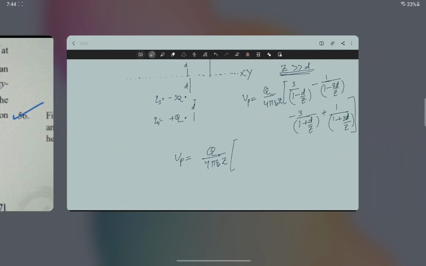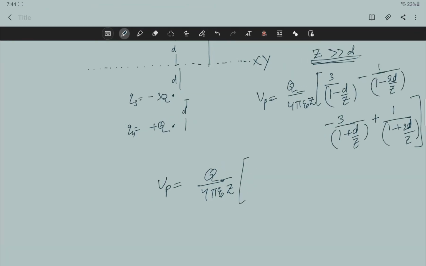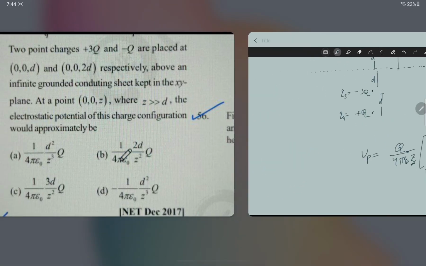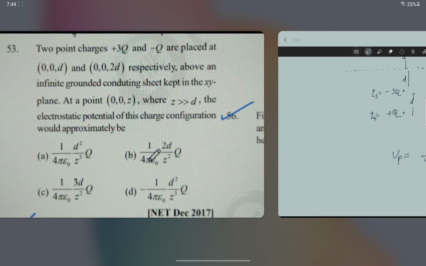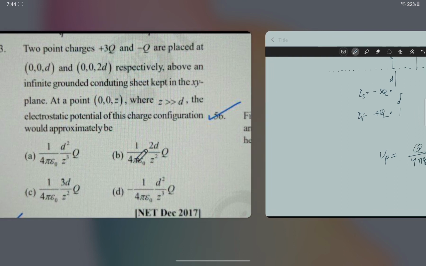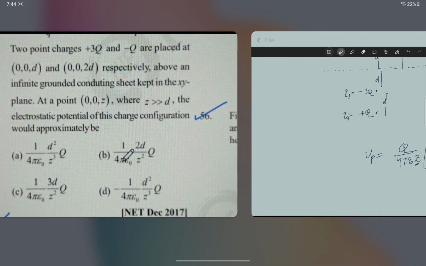Accordingly, we have to take the term which has the power cube. So the maximum power in the options is cube. We already have one z outside, so we will solve this bracket up to power z square. We will do this binomial expansion up to the power z square, and then we will see what happens. So the question is: the electrostatic potential of this charge distribution would be approximately what?